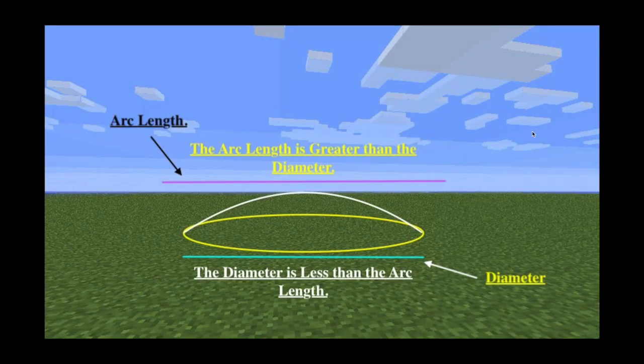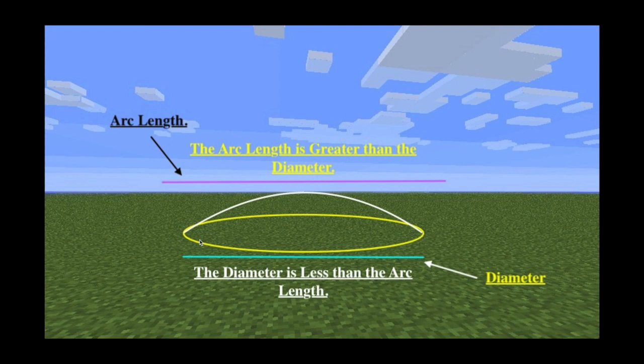So here is a diagram I've shown before. This is the diameter, right here, this green line here is the diameter of this yellow circle. Okay? This purple line here is the arc length straightened out, right, of this, let's say, this white dome within the circle.